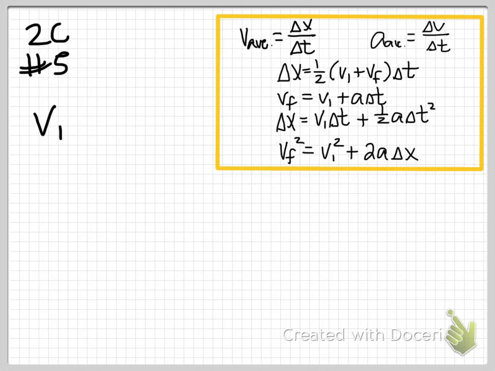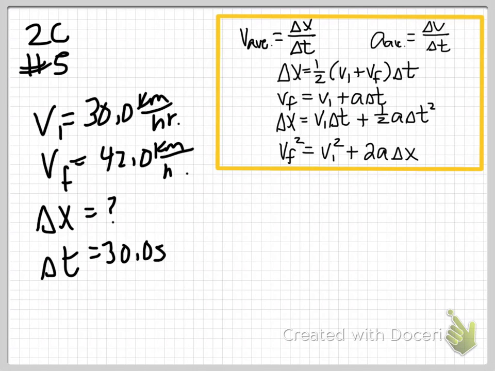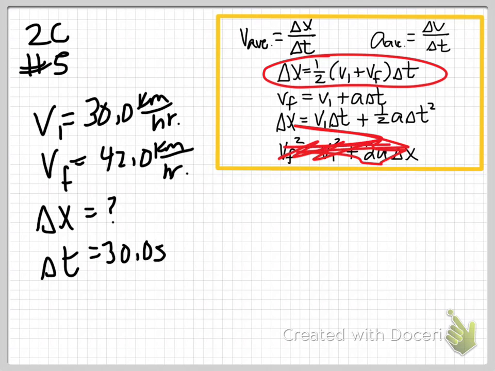So what do we have? We have VI, we have VF, we have delta X, we have delta T. Well, actually, we don't have delta X. That's what we'd like to know. So delta T is 30.0 seconds. VI is 30.0 kilometers per hour. VF is 42.0 kilometers per hour. So once again, we're looking at this equation, and we're not talking about this one yet.